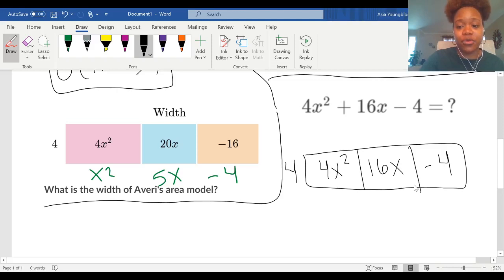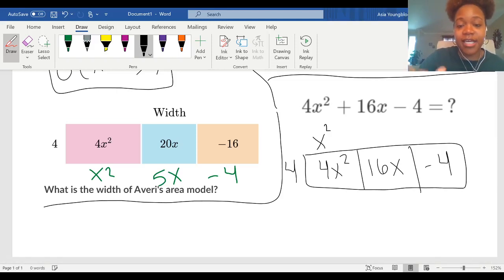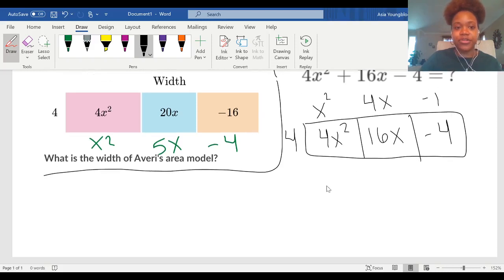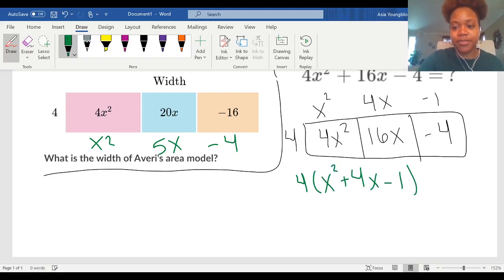So if we factor out 4 from this first term, we're left with x squared. Again, that's because 4 times x squared is 4x squared. In the second term, we're going to be left with 4x. Again, 4 times 4x is 16x. In this last term, we're going to be left with negative 1. So that's because 4 times negative 1 is negative 4. So our final answer for this problem is going to be 4 times x squared plus 4x minus 1.